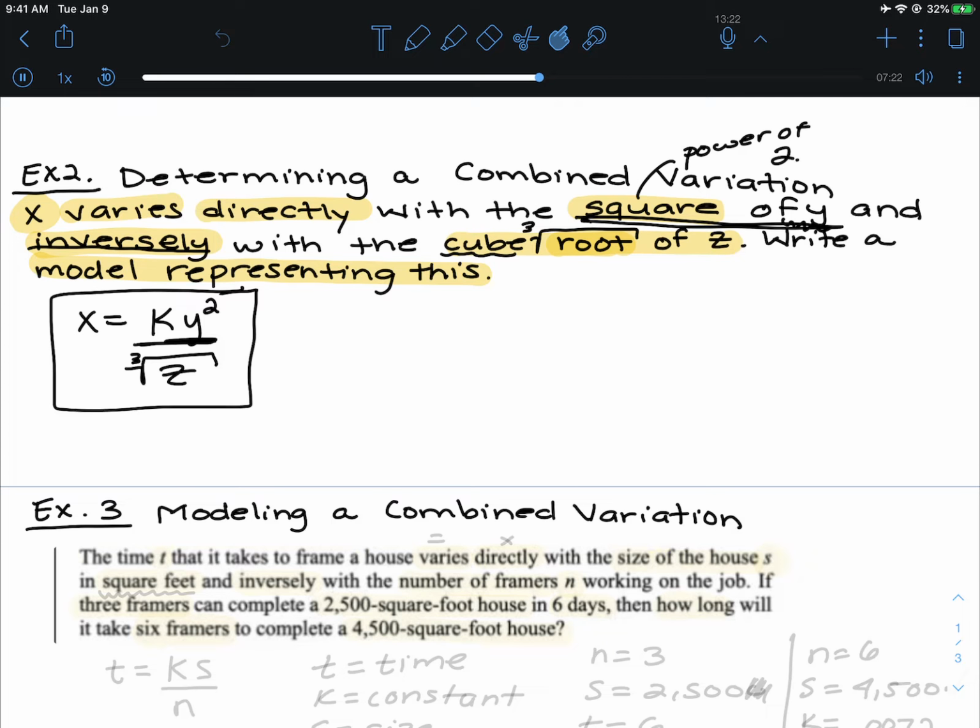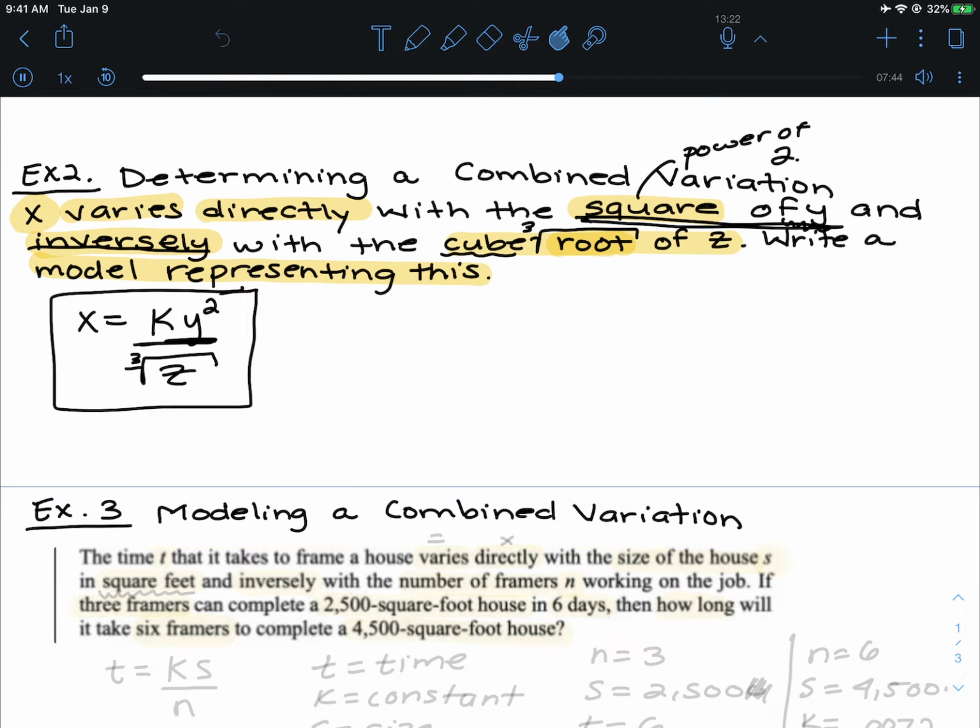So you guys have to read the question carefully, because I might ask you to solve for something, or I might ask you to just give me the equation, right? So example number 3, modeling a combined variation. So yes, are you going to have word problems with this? Yes. Should you expect to see a word problem on the quiz? Yes. Okay, so read this very, very carefully, guys.